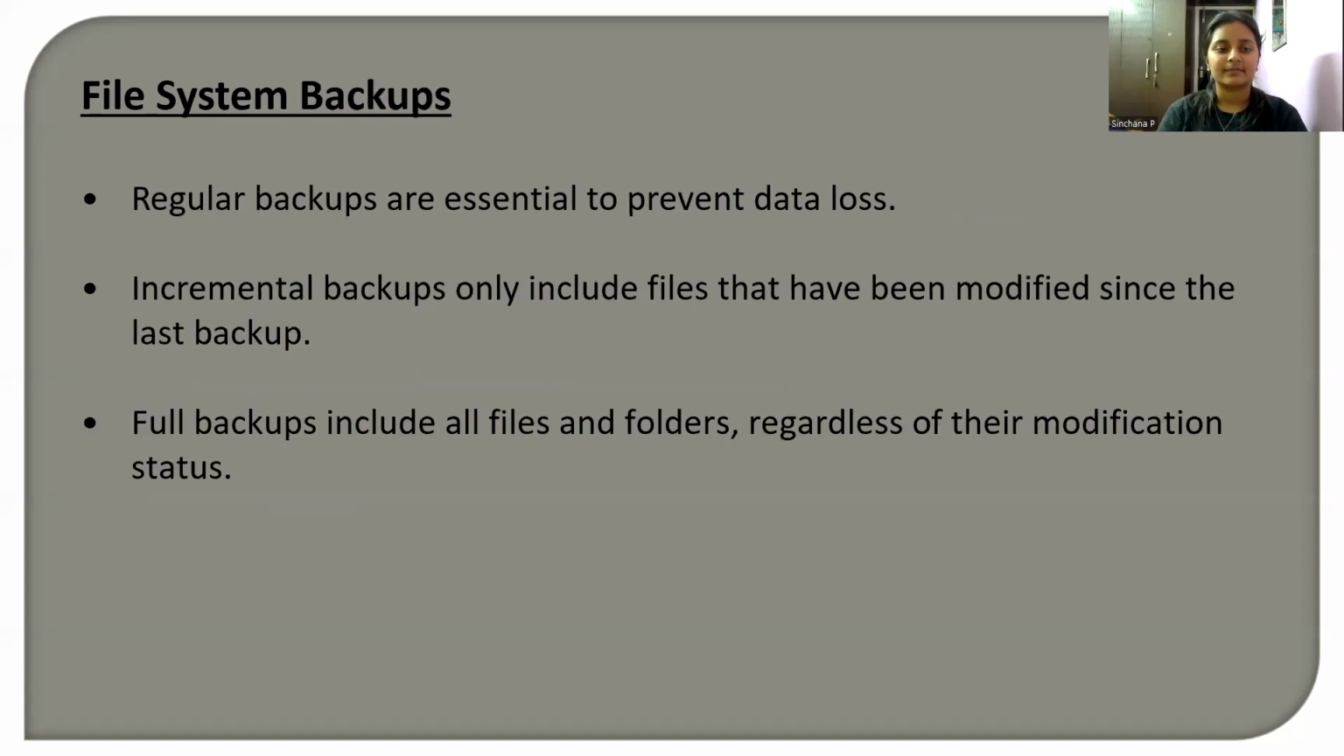The next is file system backups. Regular backups are essential to prevent data loss. Incremental backups only include files that have been modified since the last backup. Full backups include all files and folders, regardless of their modification status. We must back up our files, which is important because when a file is deleted, we can reinstall the app and the file can be restored from the backup.